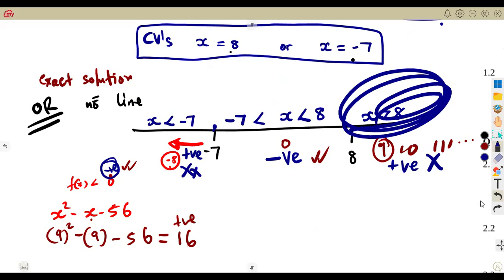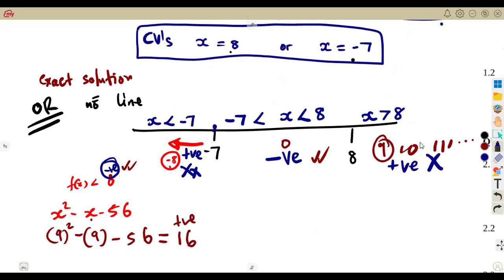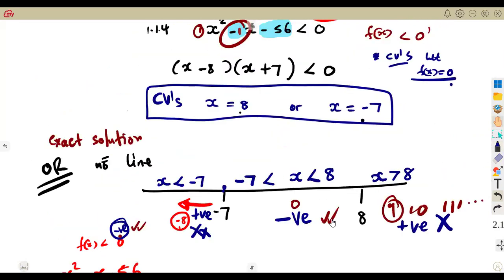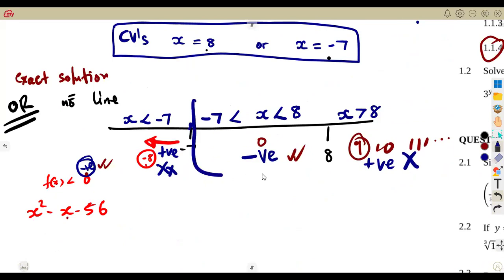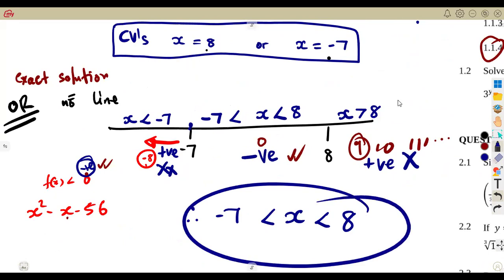Anything in this interval is wrong. Is it 10 that you pick? Is it 11? Don't waste your time picking all values. Anything that you pick there is going to be wrong. So our correct answer, where f of x is negative, where this function is less than 0, is this interval in between. So therefore, we're going to have our x being greater than minus 7, but less than 8. That's it. As you can see, that's the same answer as what we got in our previous question.